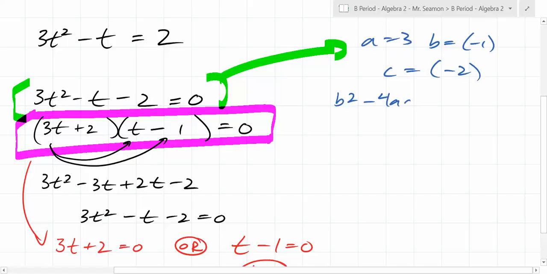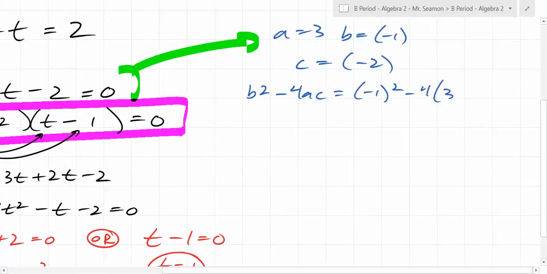b squared minus 4ac. So that's going to be -1 squared minus what? 4 times 3 times -2. So that's equal to what? 1 plus what?